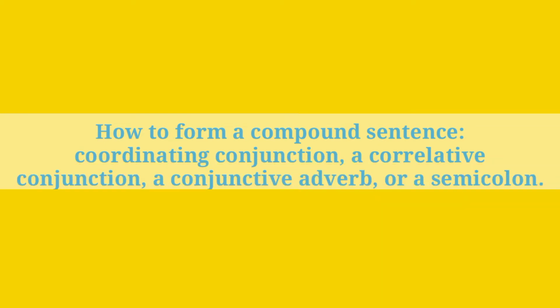Now, how to form a compound sentence? Once we have determined that two ideas can be joined to form a compound sentence, we have to decide how to join them. We have several options. We can use a coordinating conjunction, a correlative conjunction, a conjunctive adverb, or a semicolon.